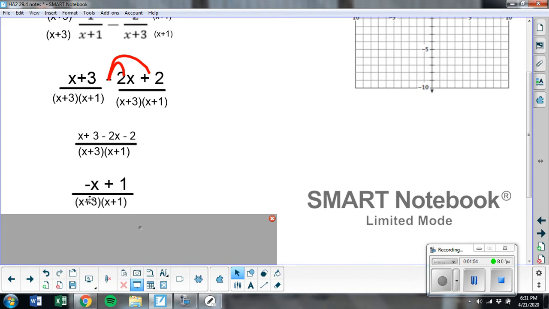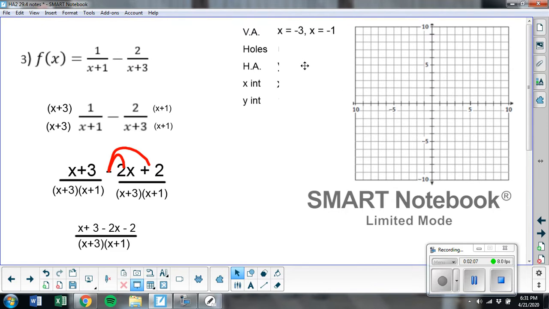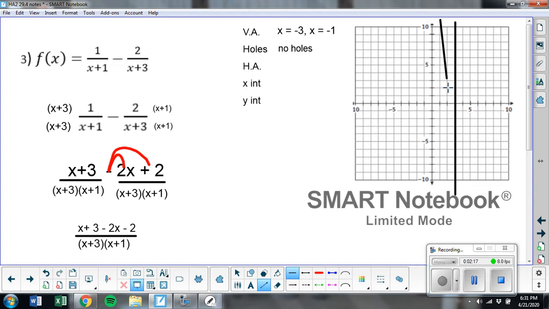So there's going to be no holes, and we're going to look at the denominator to see what x values we cannot have. So we cannot have -3 or -1. There will be a vertical asymptote at -3 and -1. So x equals -3, x equals -1. Let's draw those now. And there are no holes.